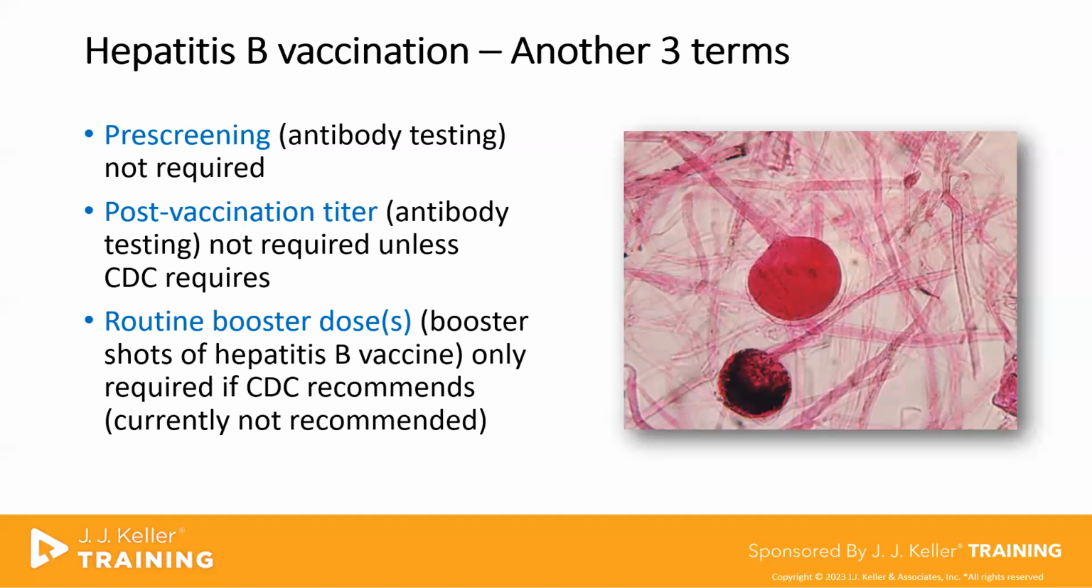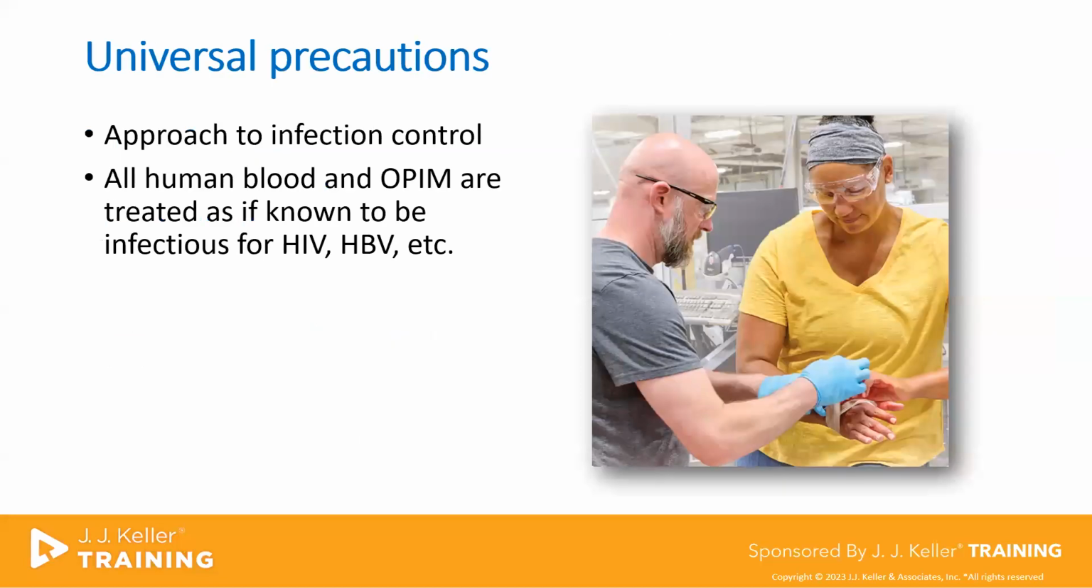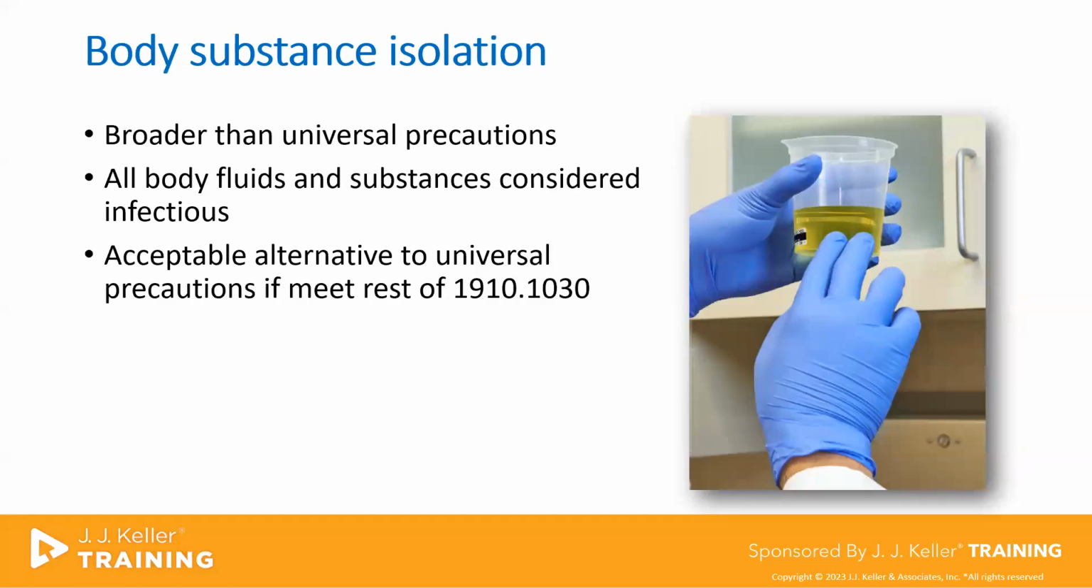Great. Thank you, Rachel. So the phrase universal precautions means workers need to assume that all human blood and OPIM are infectious, and it doesn't matter who's known to have diseases or not. All right, so body substance isolation is a control method that defines all body fluids and substances as infectious. And so BSI is an acceptable alternative to universal precautions, provided you adhere to all the other provisions of 1910.1030.